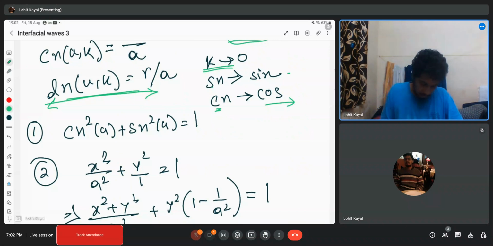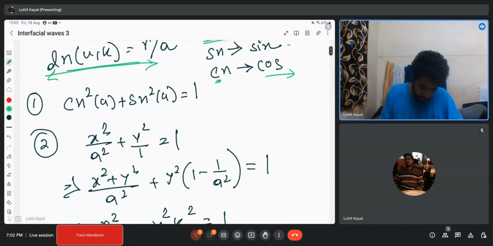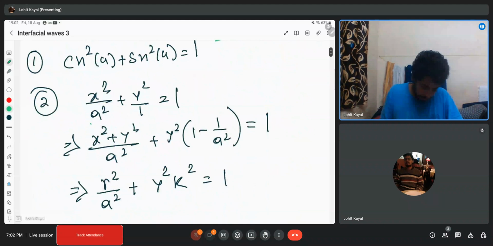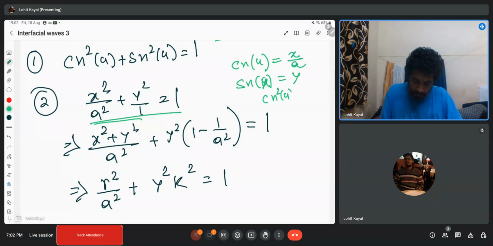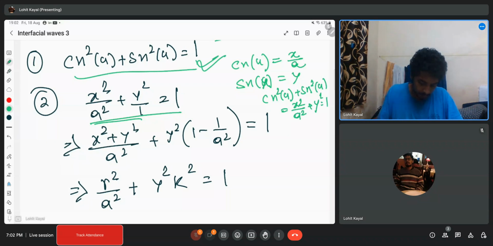Okay. So now the equation of the ellipse is x square by a square plus y square equal to 1. Now your cn of u. I am not using k here, since k is assumed constant for this case. So cn of u is x by a, and sn of u equal to y. So simply cn square u plus sn square u equals x square by a square plus y square equal to 1. So this identity is valid.